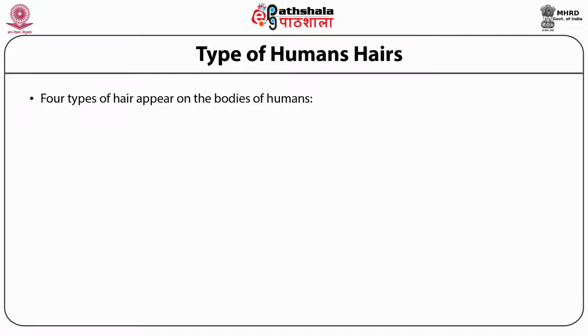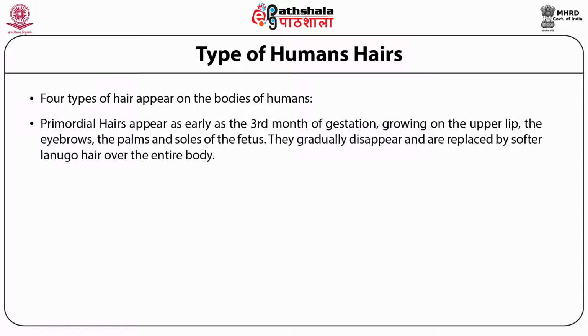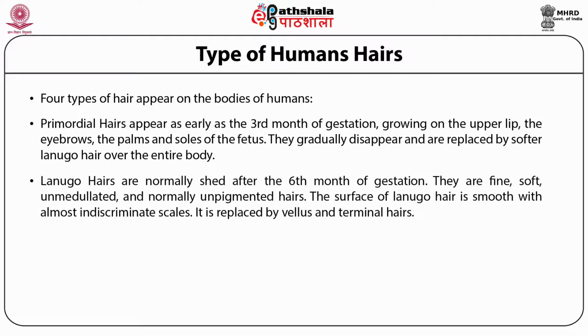The first type is primordial hairs. These hairs appear as early as the third month of gestation, growing on the upper lip, the eyebrows, the palms, and soles of the fetus. These hairs gradually disappear and are replaced by the softer lanugo hair over the entire body. The second type of human hair is lanugo hair.